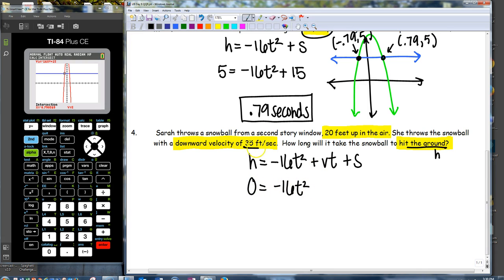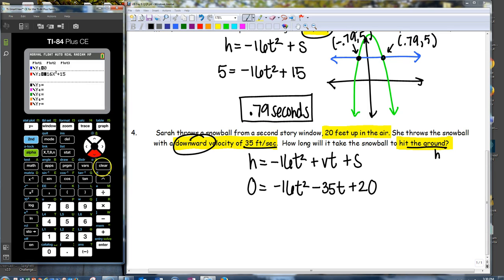Your velocity is 35 feet per second, but it is downward. So you will need to have a negative 35. And s is your starting height. Where is the snowball starting? 20 feet up. So plus 20. Okay, now we can go ahead. We can type this into our calculator.